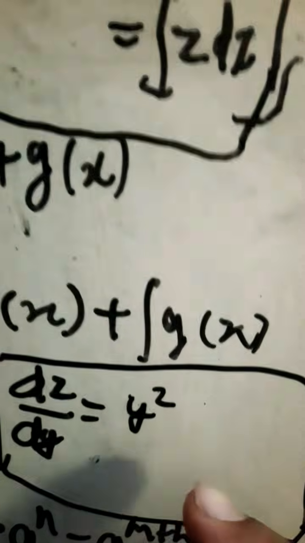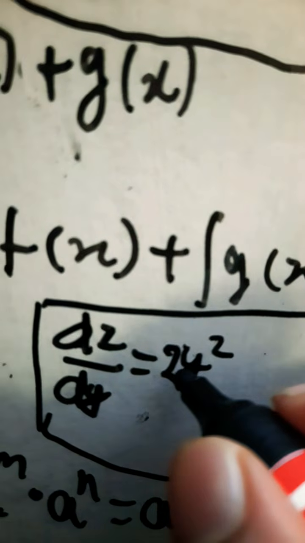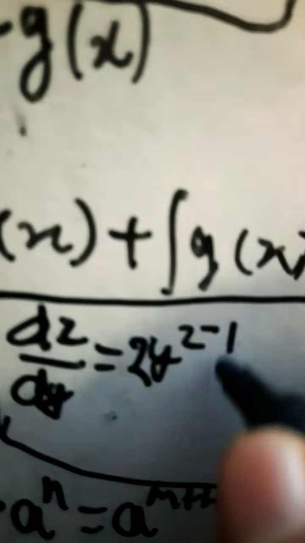Since x raised to n, in this formula x has the power of n, but in our equation y has power of 2. So this is x raised to n, this is y raised to 2. So x raised to n gives n x raised to n minus 1. Here 2 is our power, so 2 comes in front, and our x is y. So 2 into y raised to 2 minus 1. 2 minus 1 is 1, so y remains as it is.